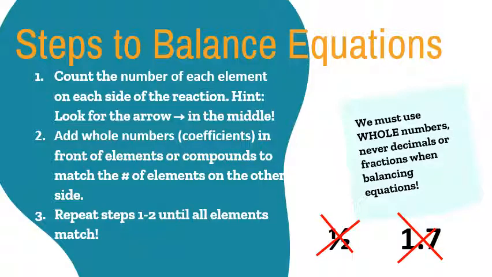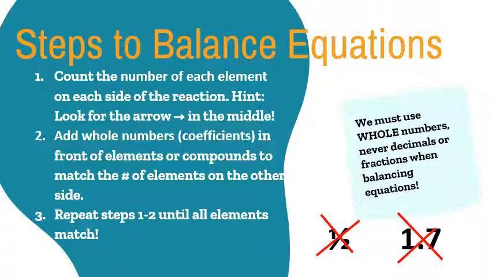Here are some guiding steps as you start balancing equations. First, count the number of each element on each side of the reaction, like we just did in the example. Look for the arrow in the middle of the reaction to tell you the difference between your reactants on the left and your products on the right. Add whole numbers in front of your elements or compounds to match the number of elements on the other side.